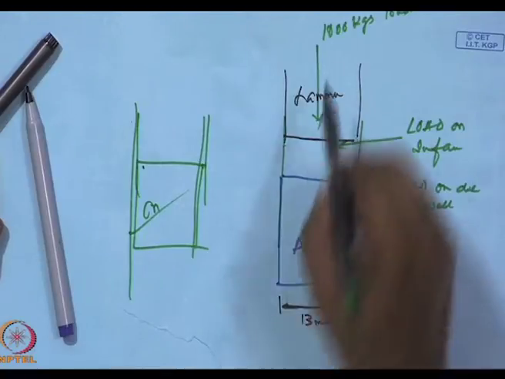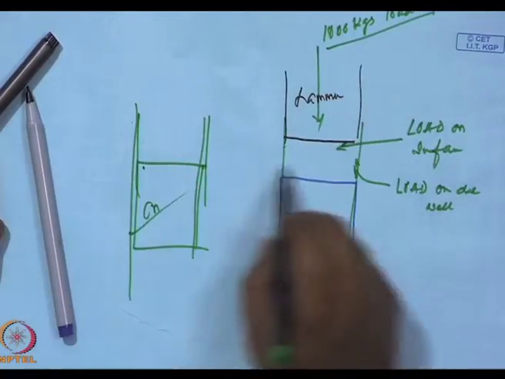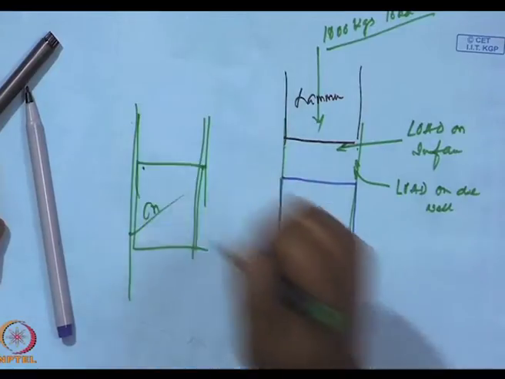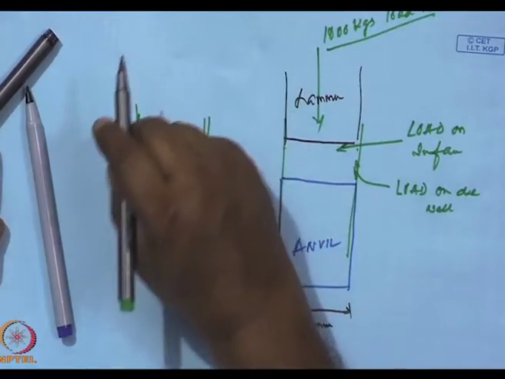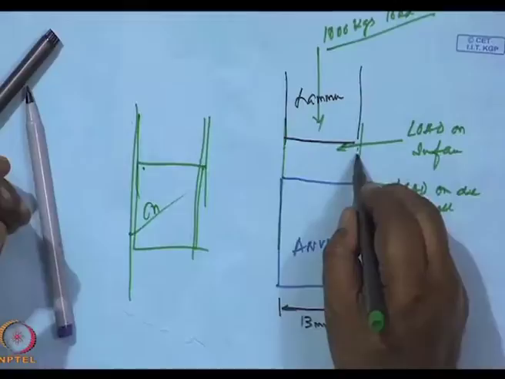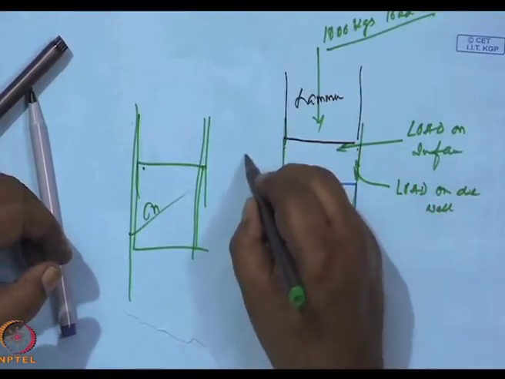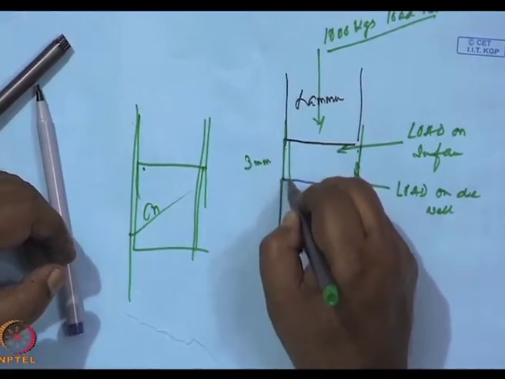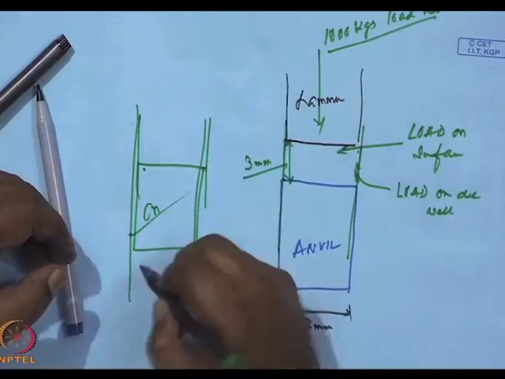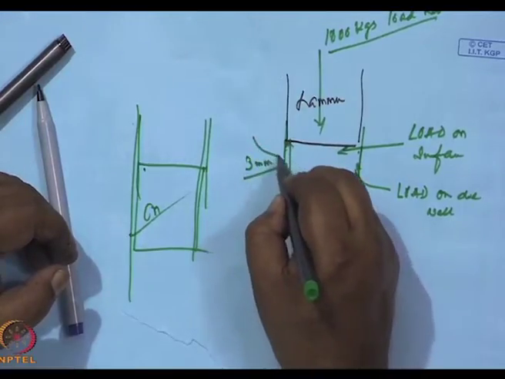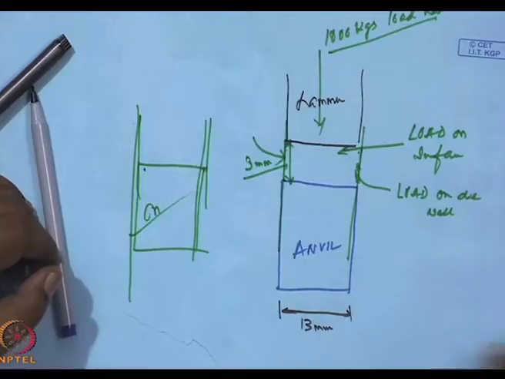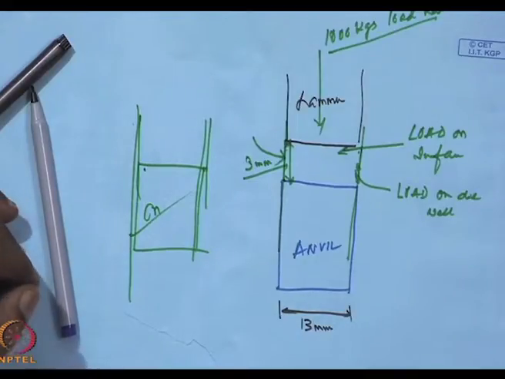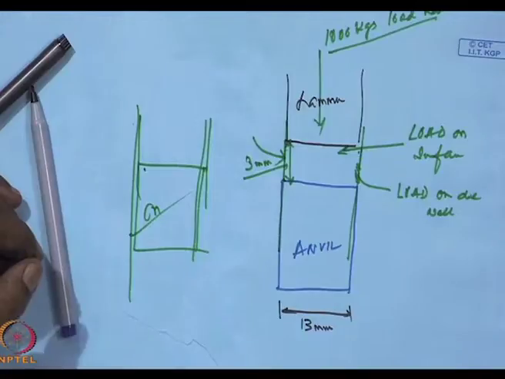Please remember, this is a force per unit area. On the surface, I have 13 millimeter. So, the surface area, you know how to calculate. I will not deliberately calculate. And this height is hardly 3 millimeter. So, calculate the load on this die wall. It will be very, very high.